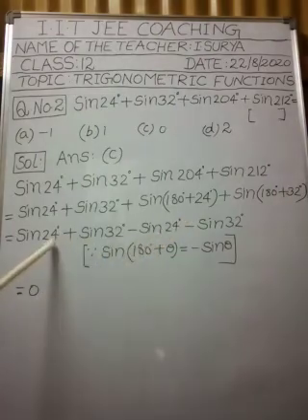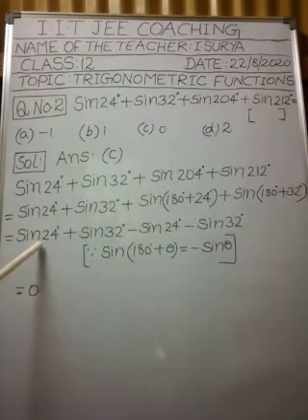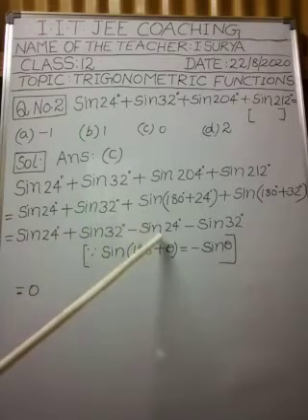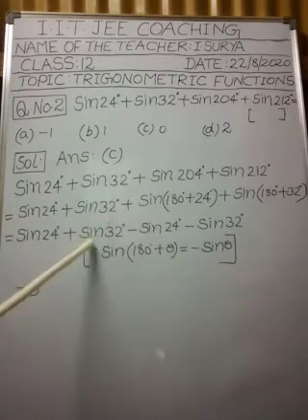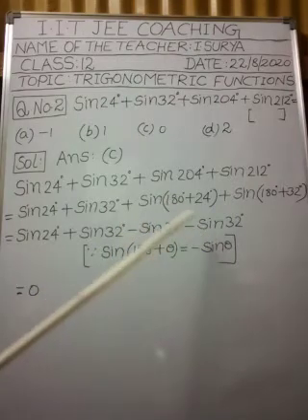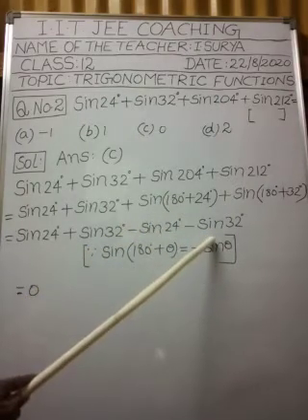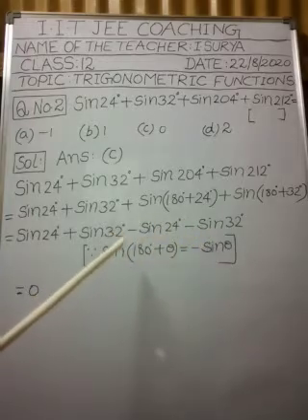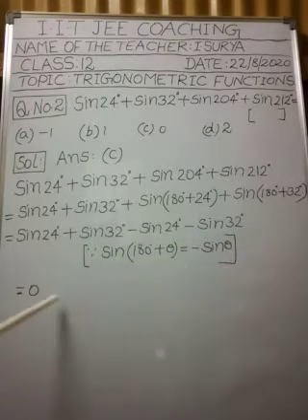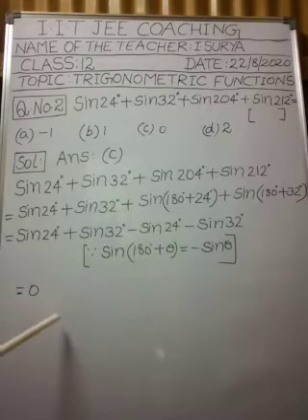Right. Here also observe, sin 24 degrees is there, and here minus sin 24 degrees. These two terms get cancelled. Similarly, sin 32 degrees is there, here minus sin 32 degrees is there. So these two terms also get cancelled. All the terms will be cancelled. No term will be left here. So finally we get 0. Understood this question, my dear children?